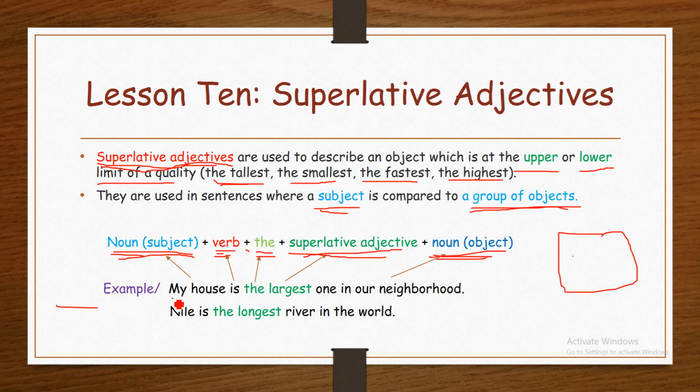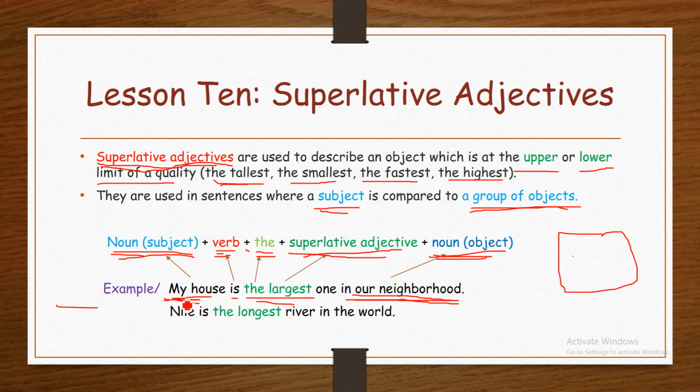For example, my house is the largest one in our neighborhood. Our neighborhood contains, for example, more than 30 houses. Our neighborhood is a group of houses. Our house, which is a single house in our neighborhood, is the largest one in our neighborhood. You compare your house to a group of houses.